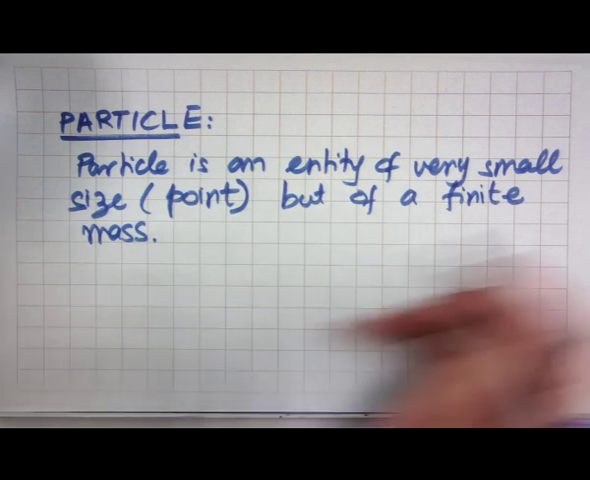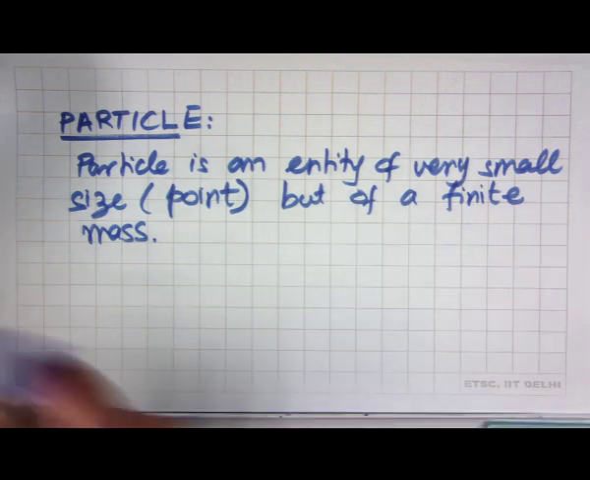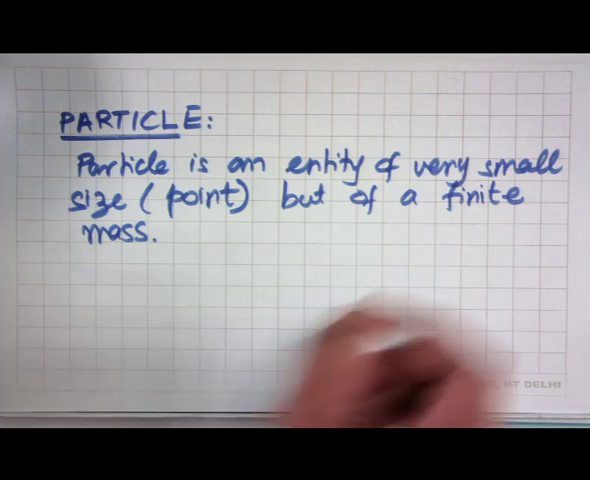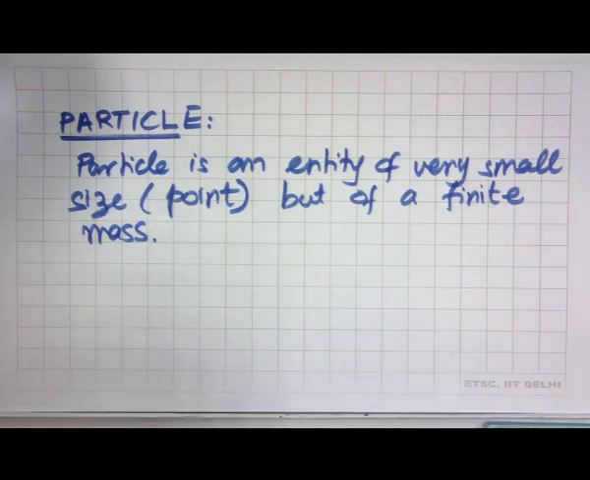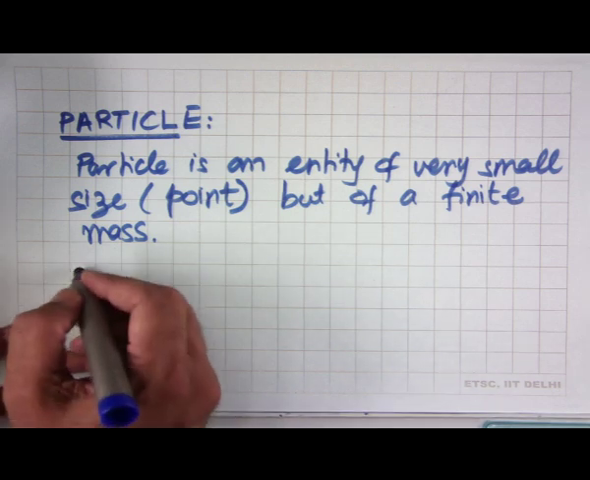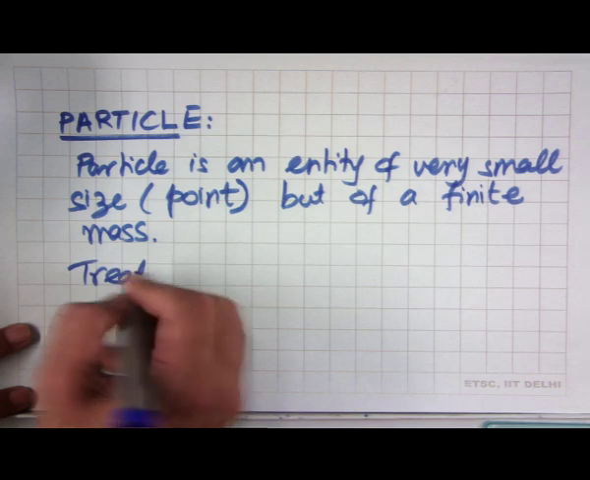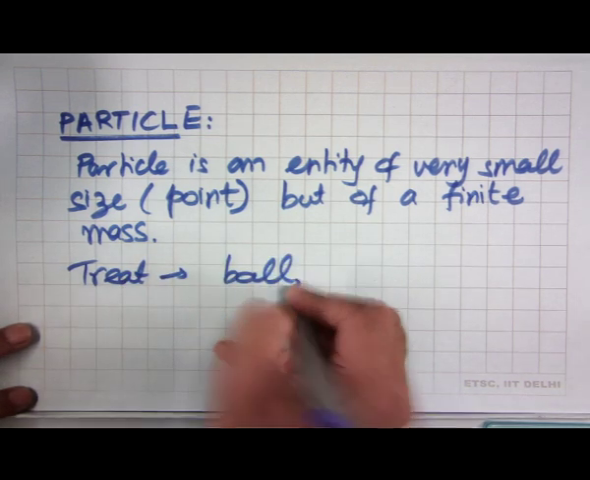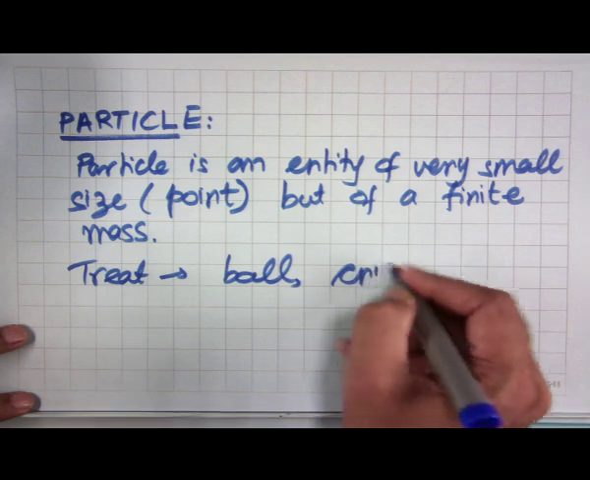Now, if we look at it from a physical point of view, finding something which has a very small size may not be possible. And what we will see is, when we study mechanics, we will often treat things like a ball, which may be a cricket ball or a football.